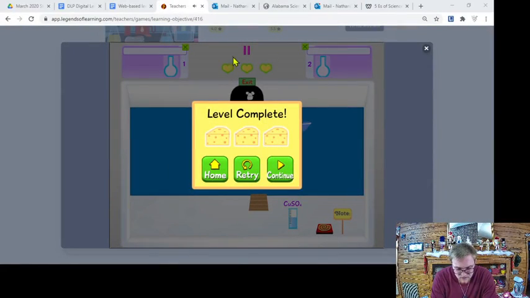Now, just remember, Legends of Learning is a fantastic database for all kinds of science and math games. So I would definitely encourage you to go to Legends of Learning and take a look at the different games they have to offer, especially for the middle school level. It's a fantastic middle school tool.